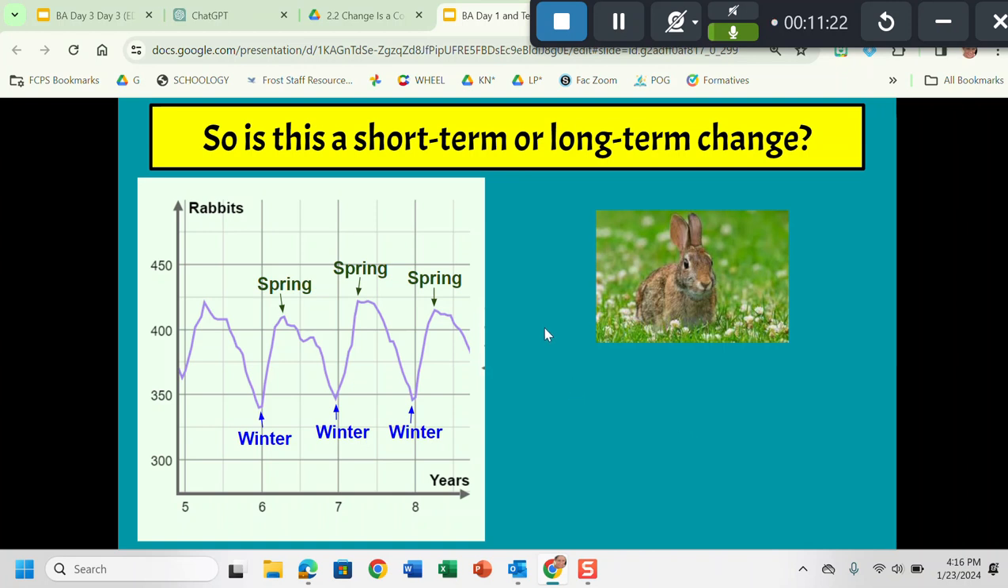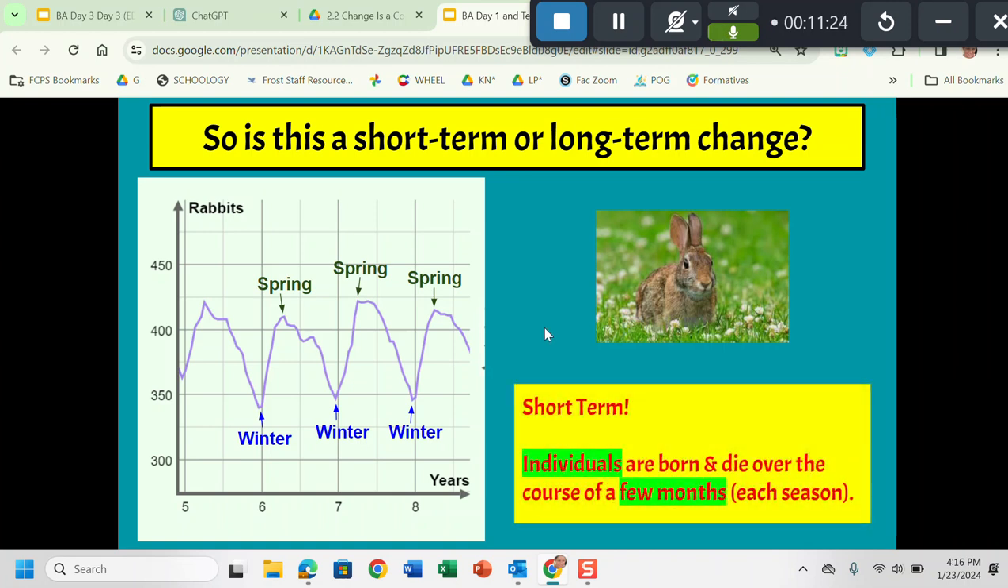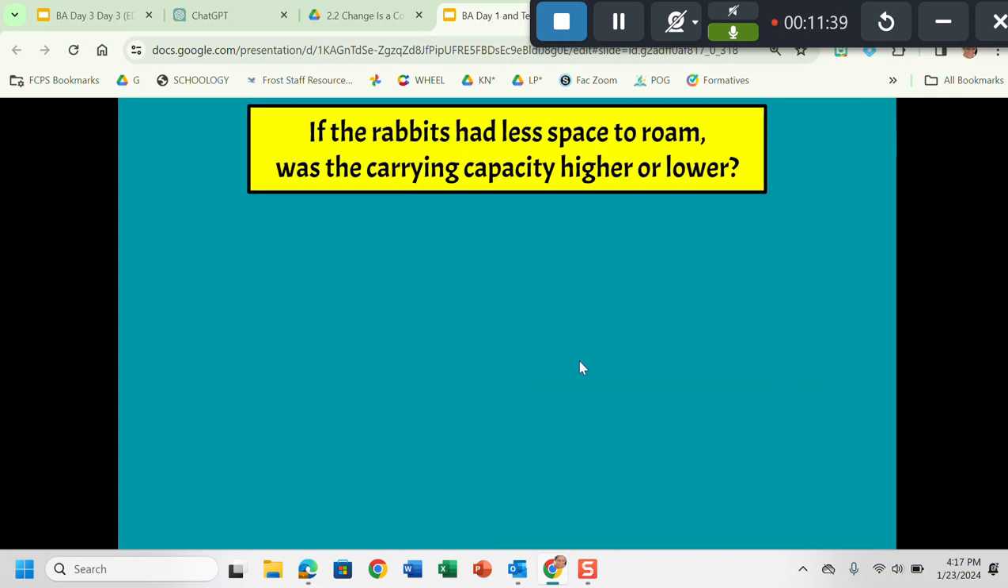All right, so is this short-term or long-term? We're going to say short-term. Remember, things with seasons, things that are changing with the seasons, those are short-term changes. Those individuals are born and they die over the course of a few months. Seasons are over months, right? Okay, so if the rabbits had less space to roam, would our carrying capacity be higher or lower?